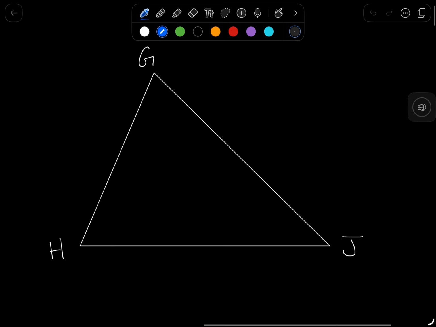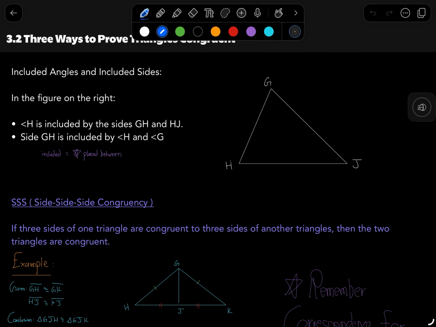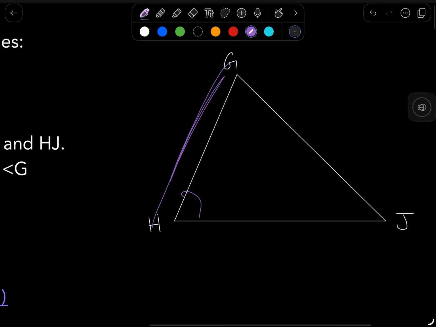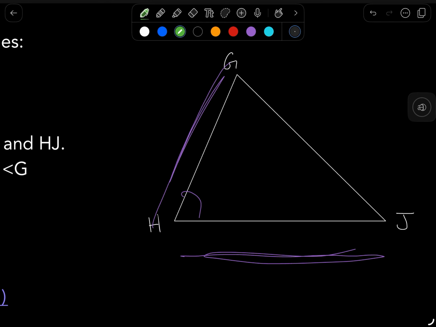So you see this figure here, this triangle, and angle H is included by the sides GH and HJ. So angle H is included by GH and HJ. To me, that makes a lot of sense. When I think of included, it just means between. So you can think of it as angle H being placed between these two sides here.